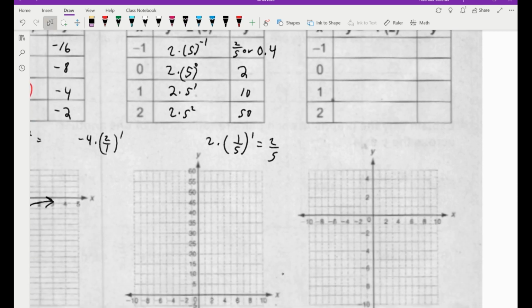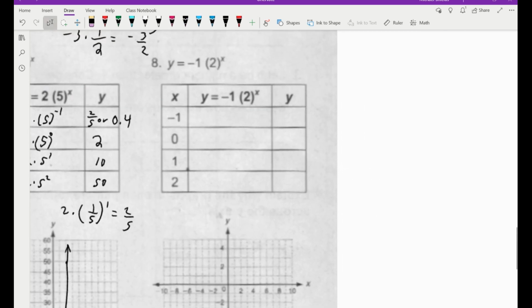So minus 1, 0.4. It's really small, close to 0. And then we have a point at 0, 2, which is a little bit higher. And then 1, 10 and 2, 50. So here's our graph. It's growing very quickly, and this line, of course, will be getting very small going to the left.